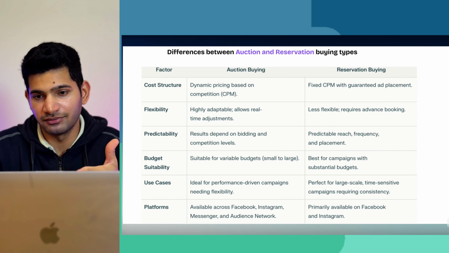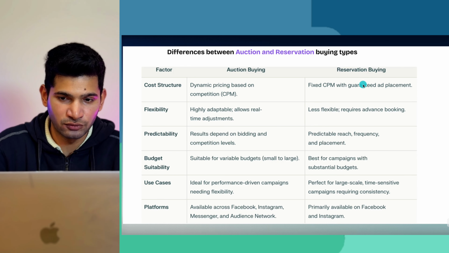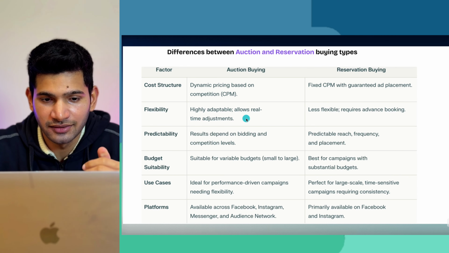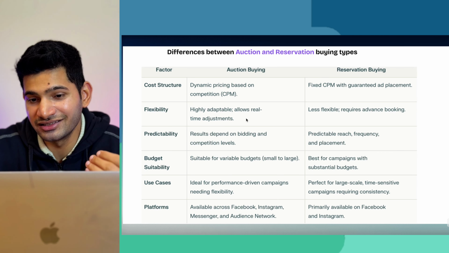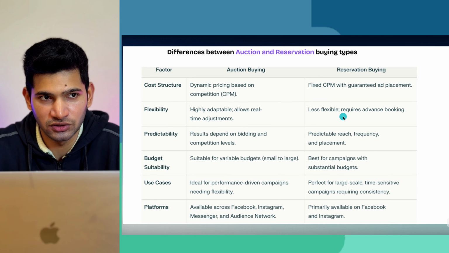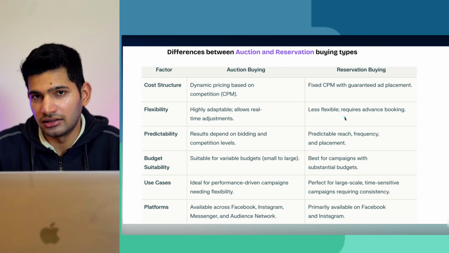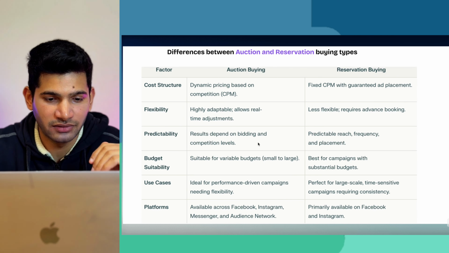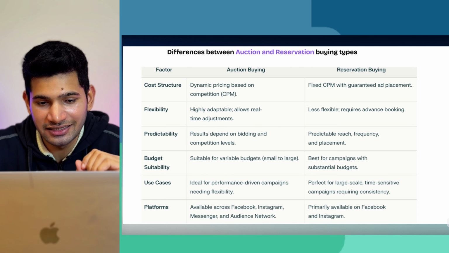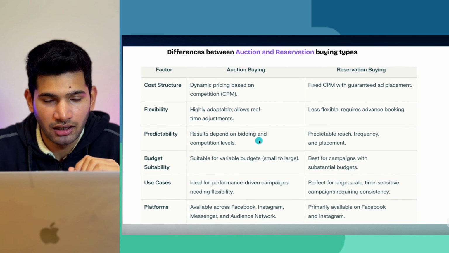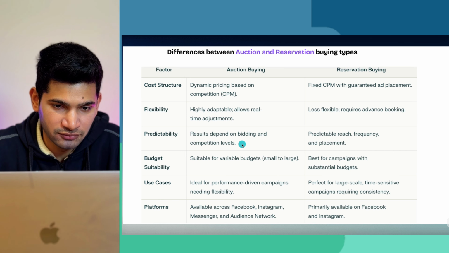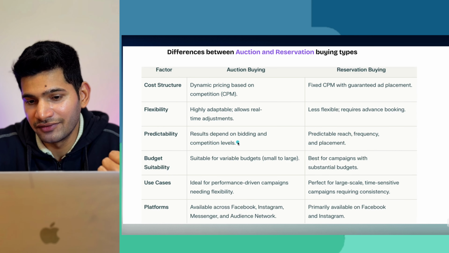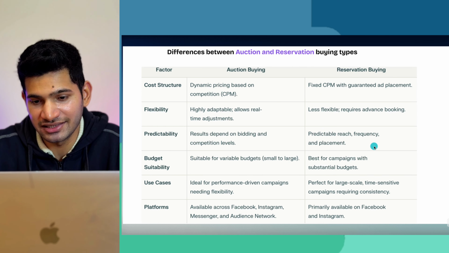I'm going to show you this, by the way, on the Facebook ad dashboard as well. Flexibility: I have more flexibility in terms of auction buying, but with reservation buying I have less flexibility because I have to book the placement, or you can say bid in advance. In terms of predictability, the results totally depend on bidding as well as competition level when it comes to auction buying. In reservation buying, we can definitely predict the reach and frequency as well as placement.